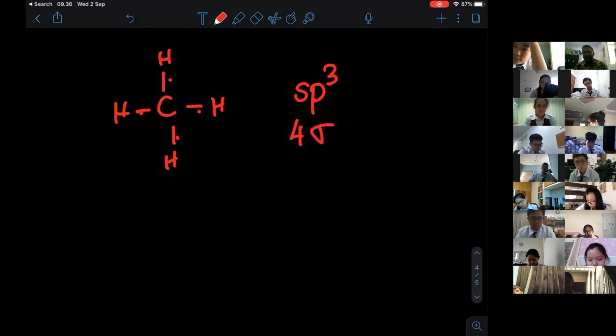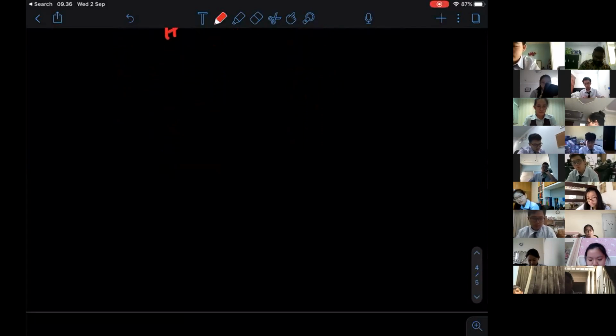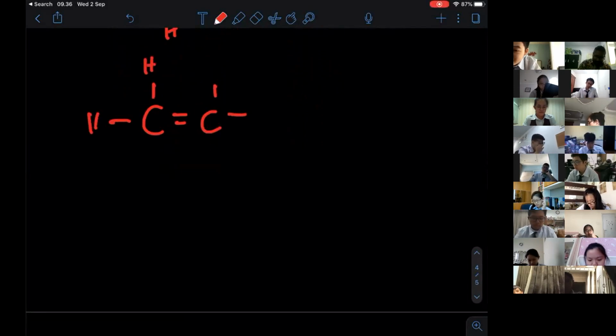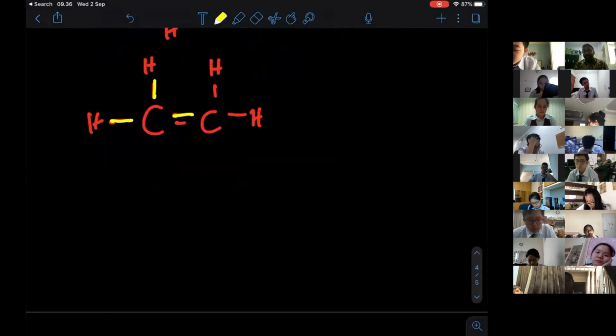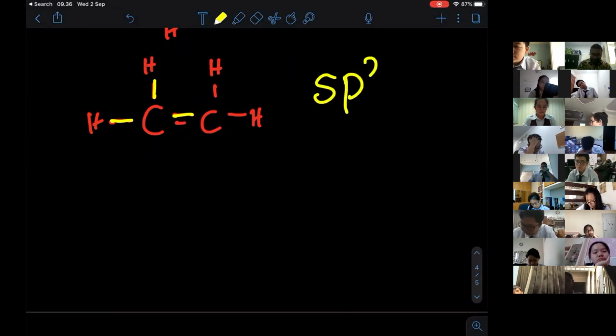Let's look at this example, C double bond C. If I ask you what is the type of hybridization, quite simple, just look at how many bonds you have: 1, 2, 3. Ignore the 1 bond over there. 1, 2, 3, directly bonded to the elements, 3. So you need 3 orbitals. In order to get 3 orbitals, you need sp2. Why sp2? 1 s and another 2 p, so in total you have 3 orbitals.